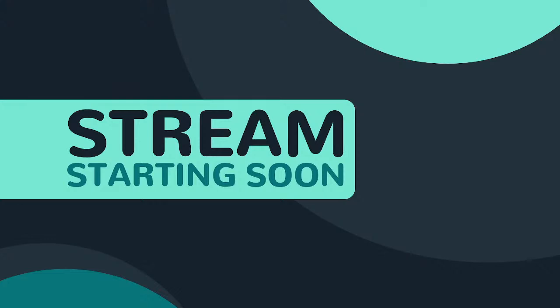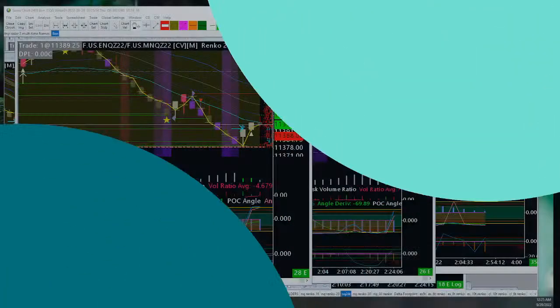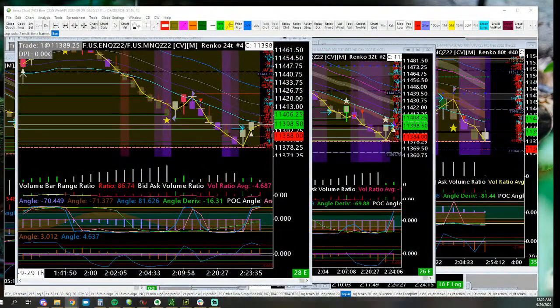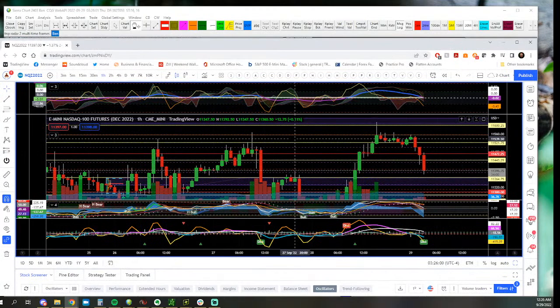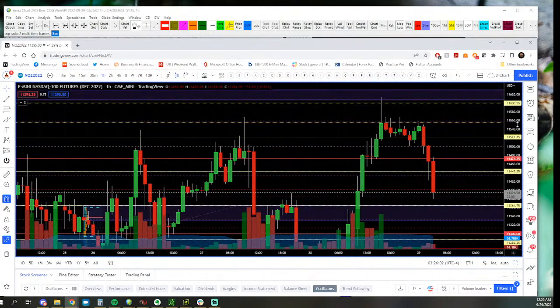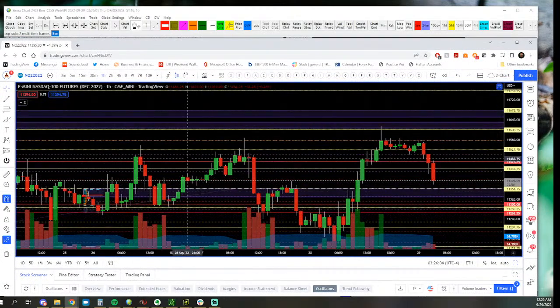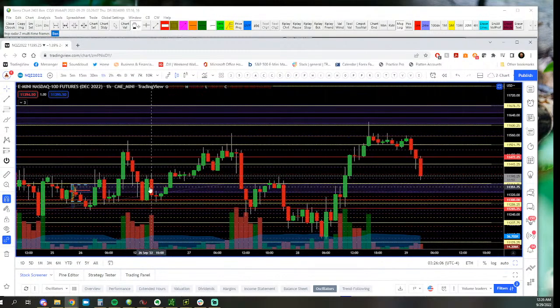Hey guys, let me get this screen going here. I typically trade NQ. We can look at ES if you guys want, that's cool too. Let me take out some of these indicators so we can get a little clearer picture of what's going on. As always, feel free to utilize the chat, ask questions, give me comments, whatever.